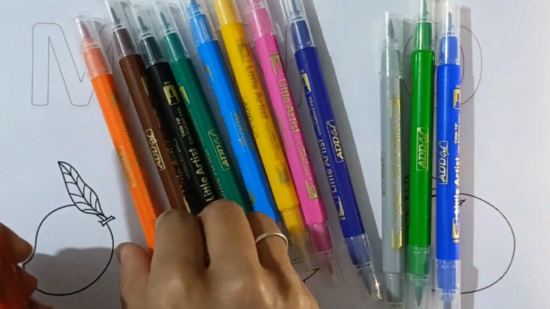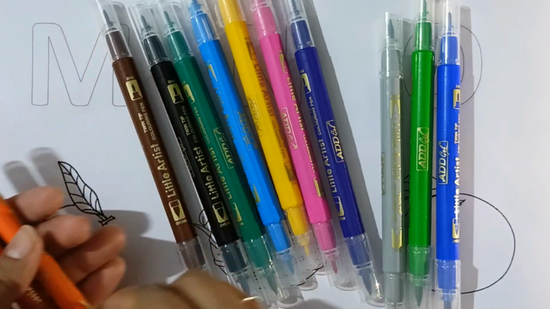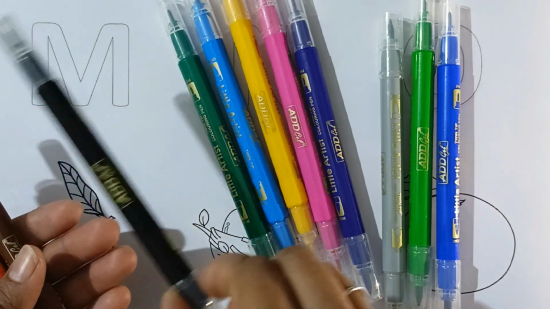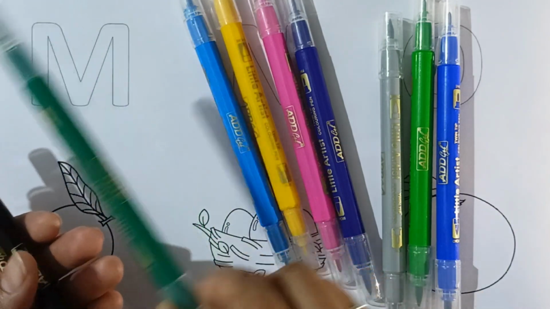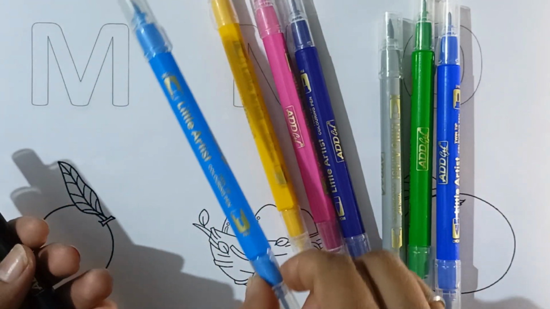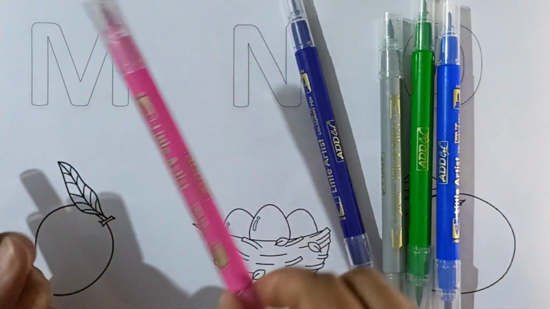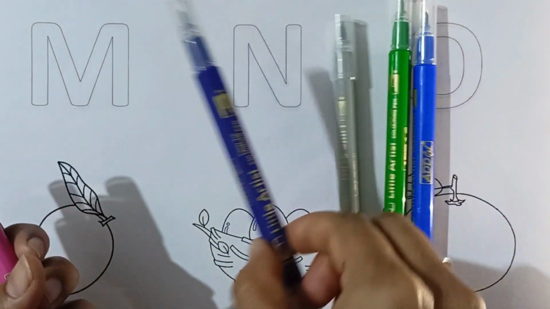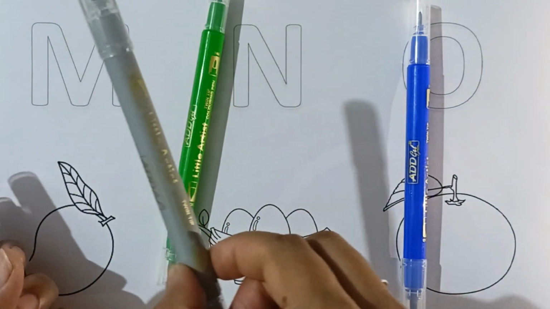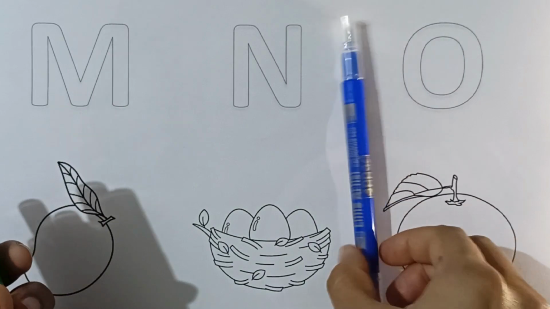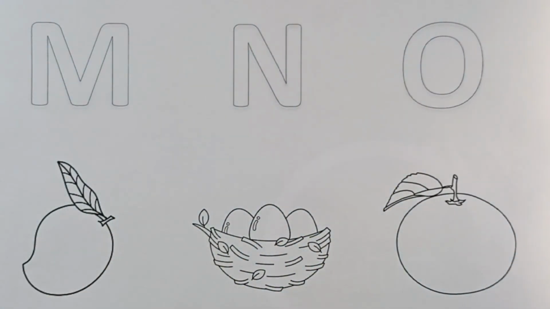Red color, orange color, brown color, black color, green color, light blue color, yellow color, pink color, violet color, grey color, light green color, blue color.